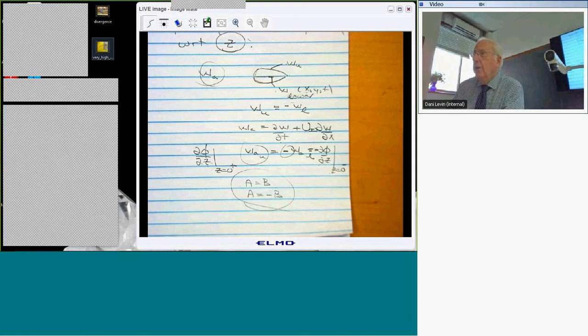That's fantastic. Why? Because if I know d phi/dz is something on the wing, and I know it's 0 off the wing, then when I do that integral, I know d phi/dz everywhere, and life is beautiful.